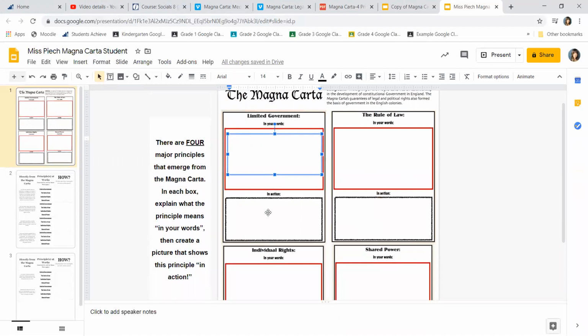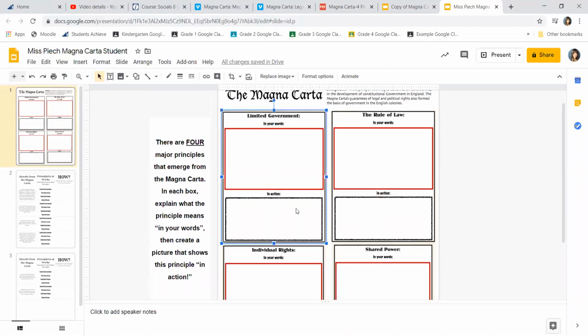Don't worry about the part that says "in action." I'm not going to require you to draw a picture unless you really want to get creative using Google Docs, or I guess this is technically Google Slides, and try to create a picture in there, but I'm not requiring that. I just want you to put a text box in each of the red boxes, and 1 or 2 sentences that explain each of these principles.